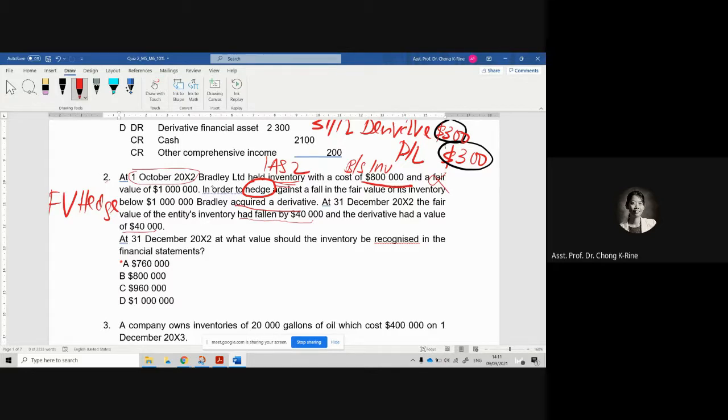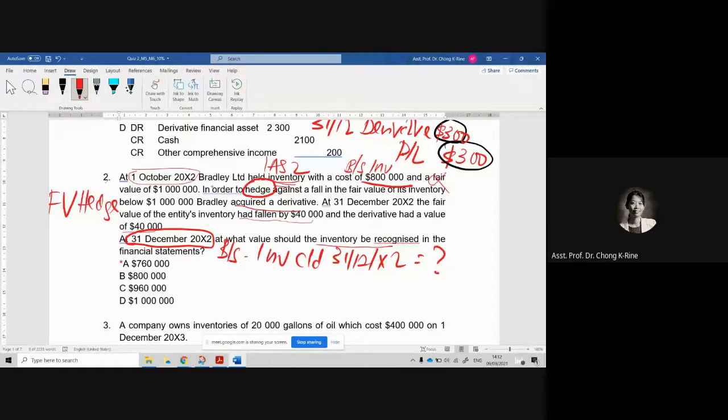So what we're going to do, now, you see the question asked 31st of December 20X2. How much inventory is to be recognized in the financial statement? The question is trying to ask us, in the balance sheet, the inventory carrying amount on 31st of December X2 is equal to how much? That's the question. Because I want to illustrate longer so that you know the logic, I'm going to look at this first.